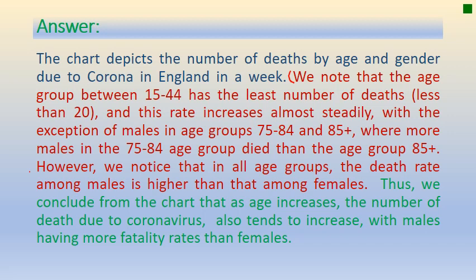We analyzed. Now we need to make a conclusion and start with "Thus we conclude." Thus we conclude from the chart that as age increases, the number of deaths due to coronavirus also tends to increase, with males having higher fatality rates than females. Fatality, death rates. Okay?